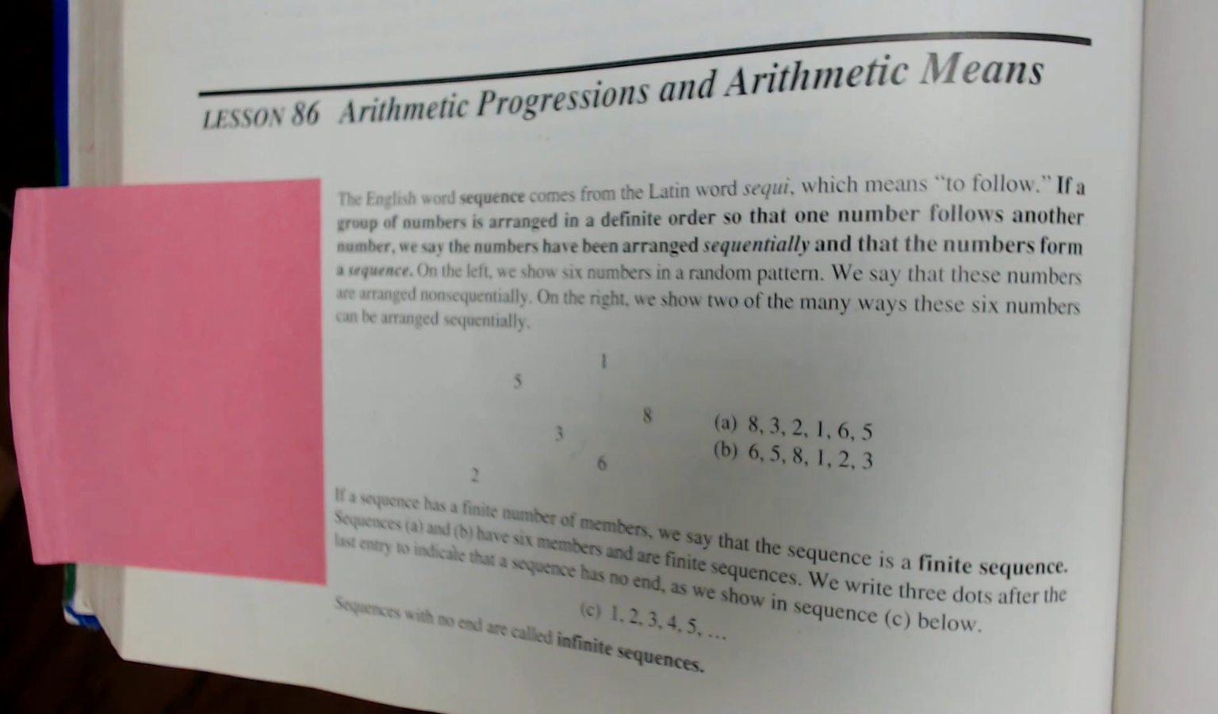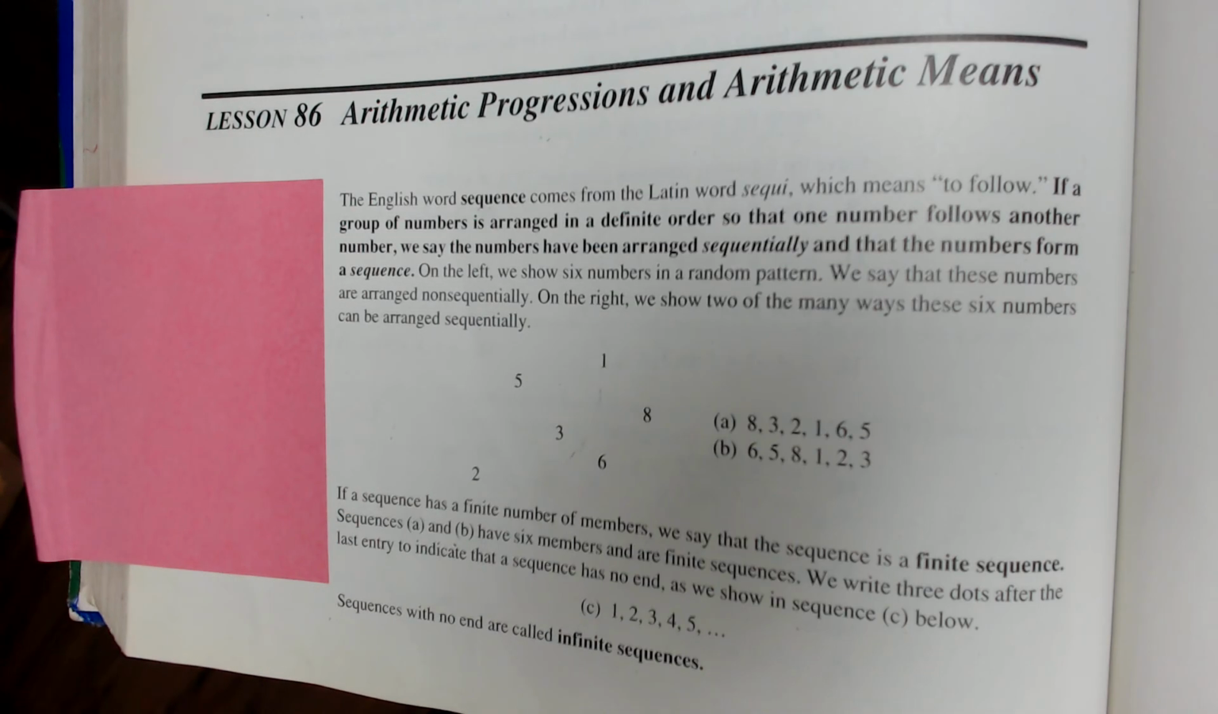Advanced math. Starting off blurry. There we go. Advanced math lesson 86, arithmetic progression and arithmetic means.